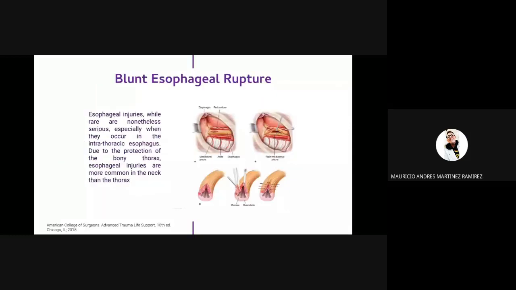Blunt esophageal rupture. First, we need to know that esophageal injuries, while rare, are nonetheless serious, especially when they occur in the intrathoracic esophagus. Due to the protection of the bony thorax, esophageal injuries are more common in the neck than the thorax. Although rare, blunt esophageal trauma caused by a forceful expulsion of gastric contents into the esophagus from a severe blow to the upper abdomen can be lethal if unrecognized.